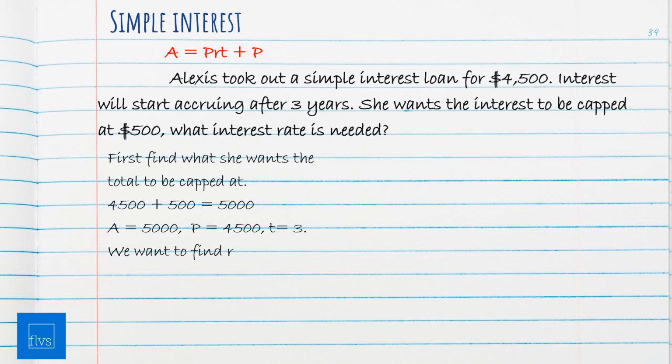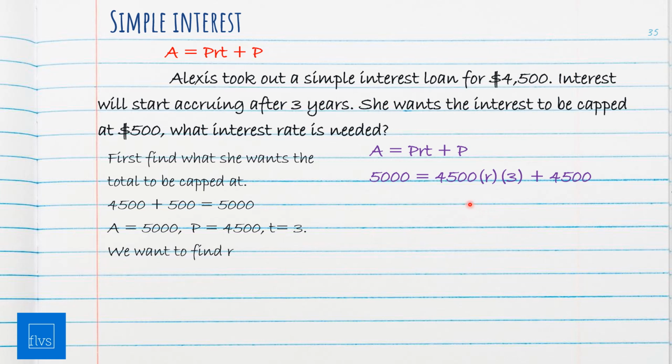So this time we're going to be using our A is 5,000 because she doesn't want to go over $5,000 for her loan. That is the total. Our principal is the 4,500 and T is 3. We need to find our R. So you see this time we plugged in a number for A. So our A is 5,000, our P is 4,500. We don't know R. Our T is 3 plus 4,500. We're going to solve for R.